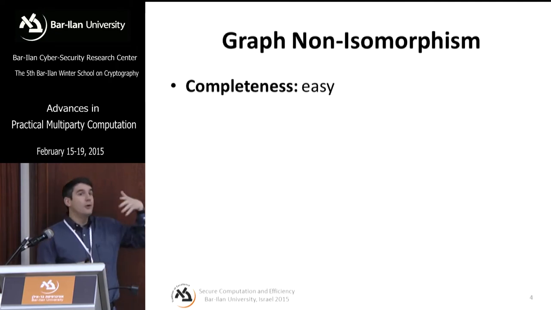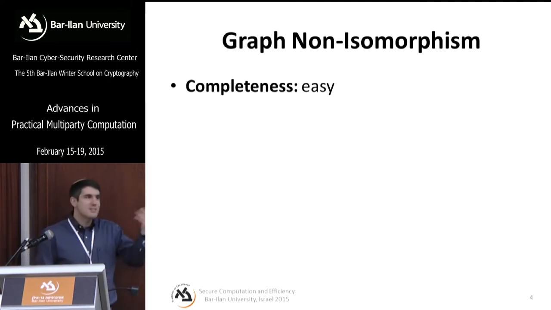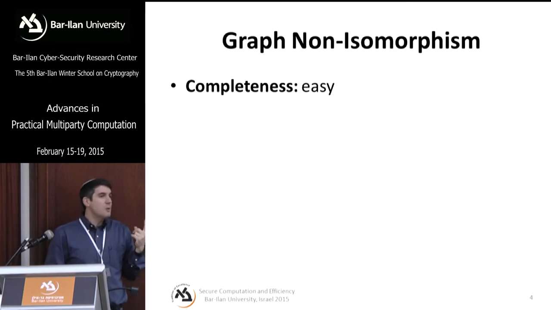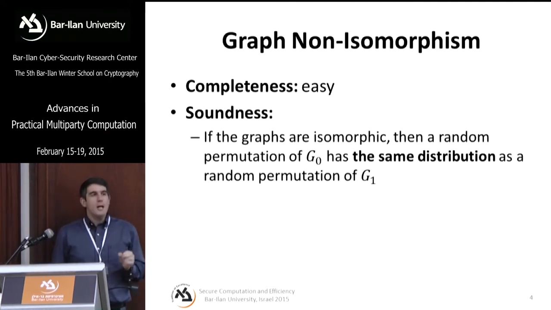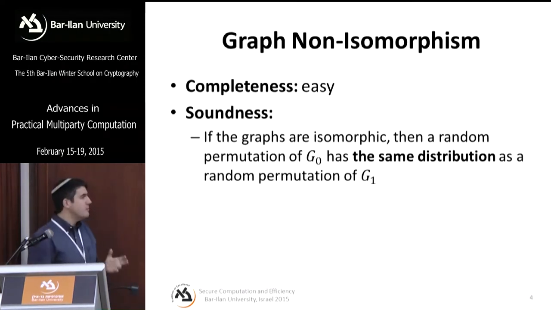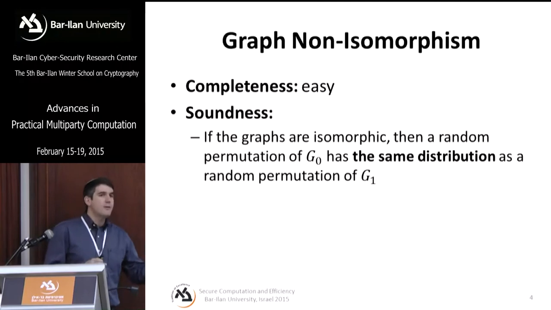It can compute all the permutations of the graph and see which one it matches to. It'll only match one of them, and therefore the prover will always convince the verifier if the statement is correct. But what happens if the statement is not correct? If the statement is not correct, that means that in this case, the two graphs G0 and G1 were isomorphic. So in fact, one of the graphs is a permutation of the other graph.